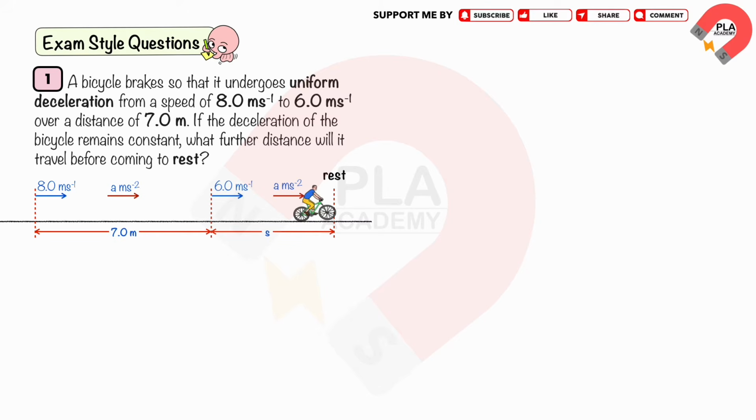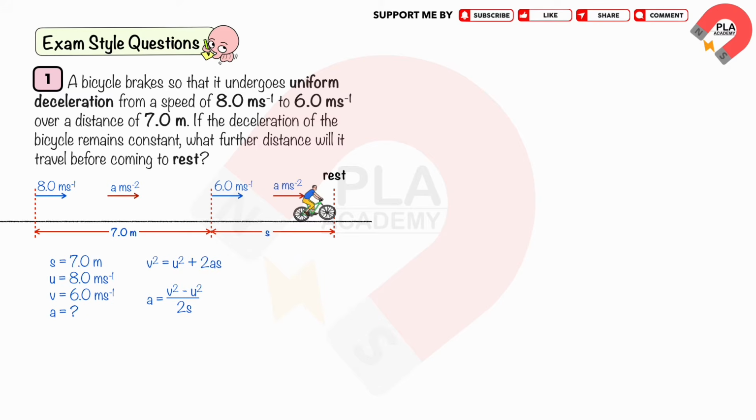First, let's calculate the bicycle's acceleration. Since all vector quantities in this case are directed to the right, we'll assign a positive sign to them. When the bicycle travels 7 meters, its displacement, s, is 7 meters, its initial velocity, u, is 8 meters per second, its final velocity, v, is 6 meters per second, and we need to find its acceleration, a. We can use the equation v squared equals u squared plus 2as.